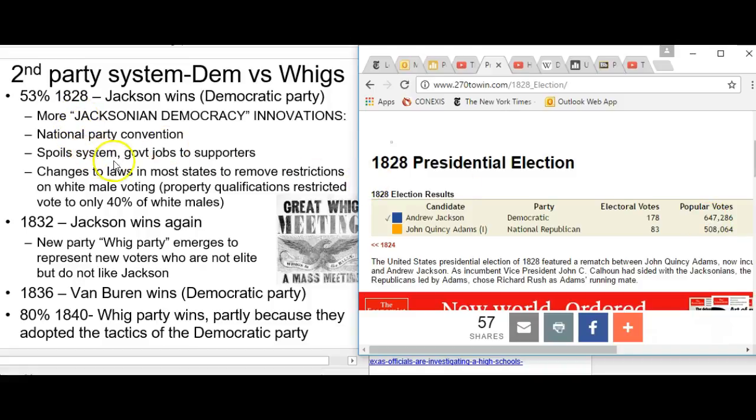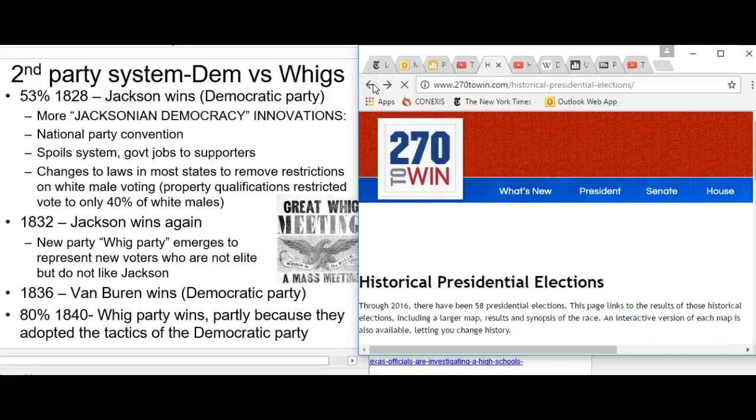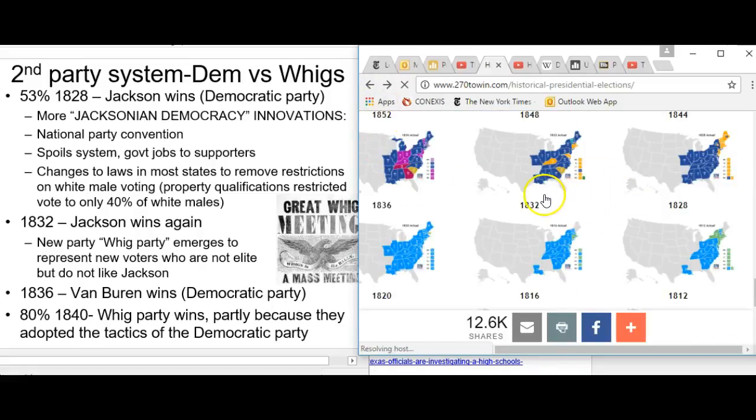He also, when he runs again, does some other things. He initiates the practice of having a national party convention. He also starts giving jobs to his supporters, which enables his party to begin to have more influence. And when he runs, he wins again. In 1832, he wins again. And by 1836, his vice president ran and won in that election.